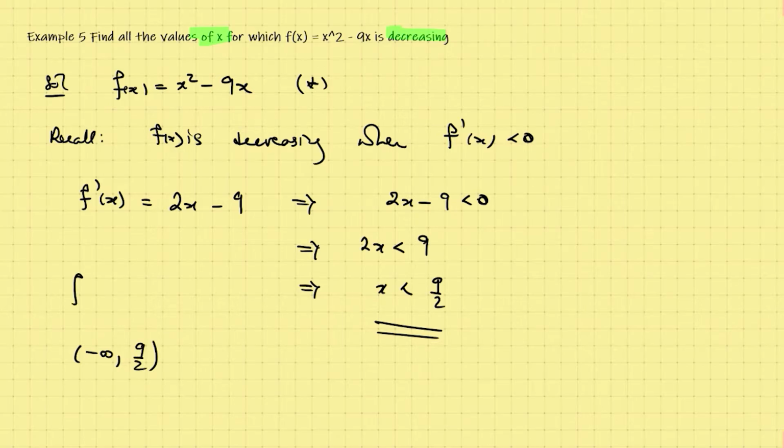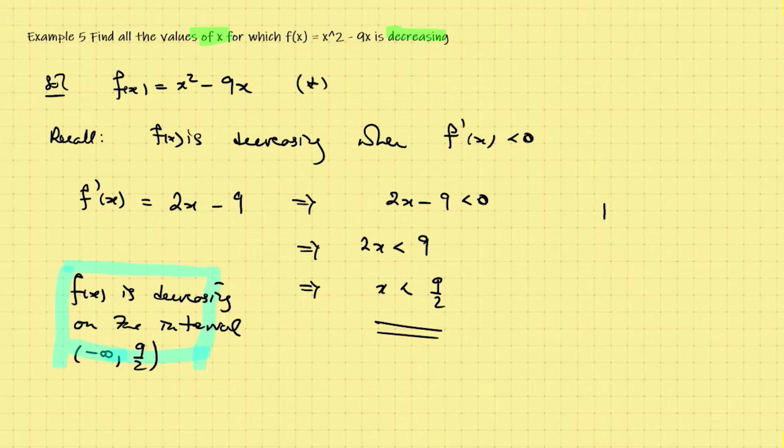So we say f of x is decreasing on the interval minus infinity to 9 over 2, and perhaps I can put that in a box so that there's a standout solution. Let's have a think about what's happening graphically.